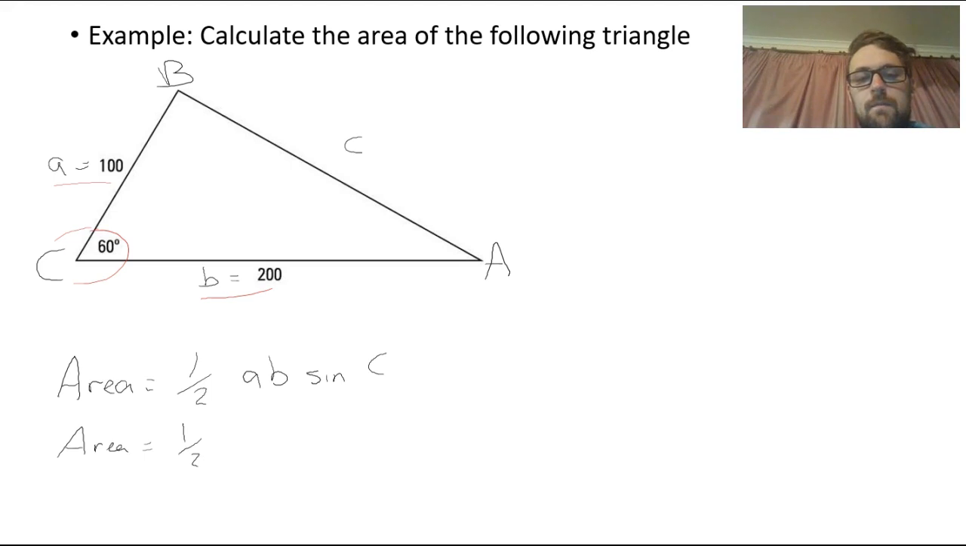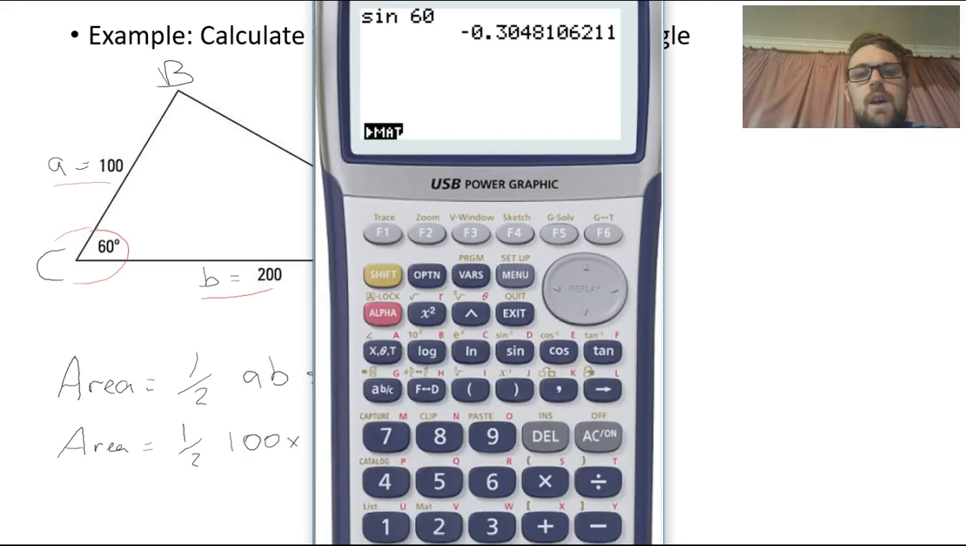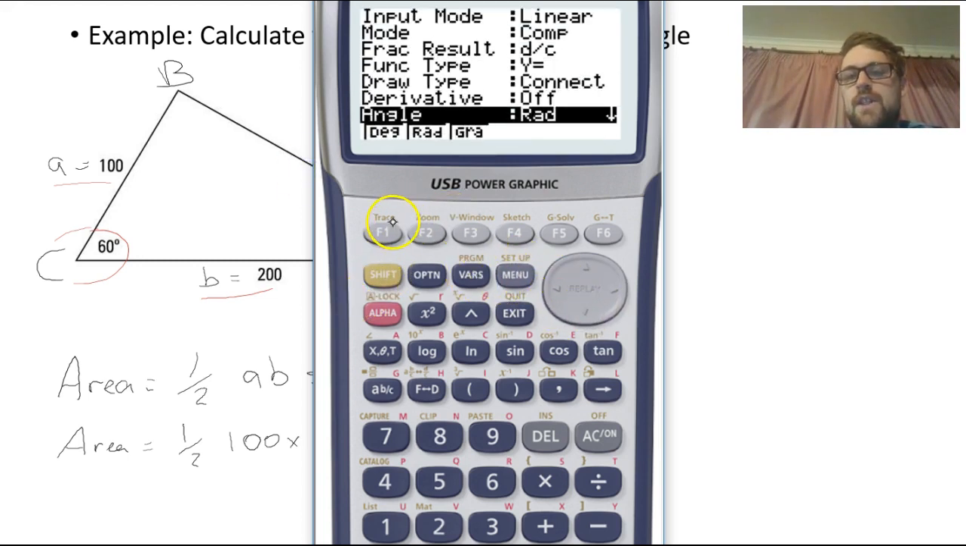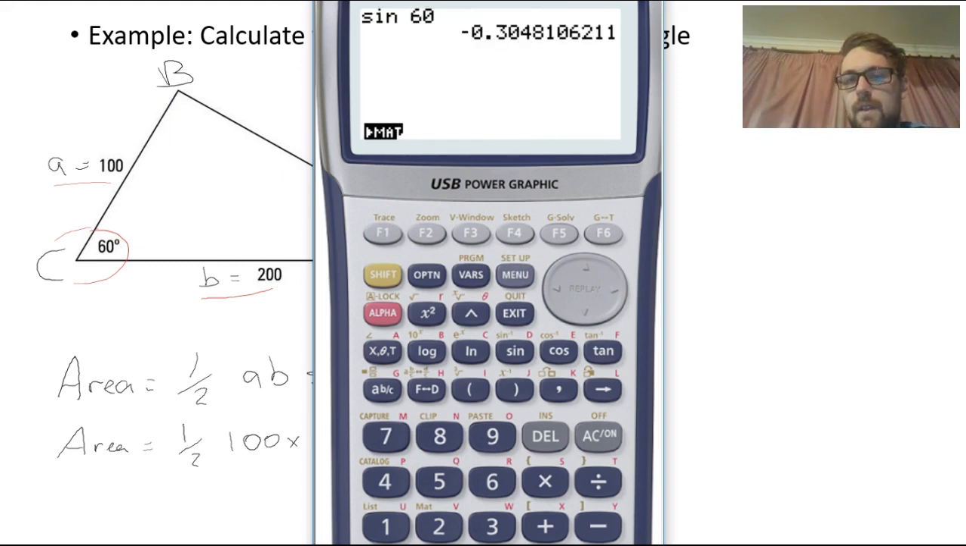So that's half of my A is 100 times by 200. Sine of my angle was 60 degrees. And then I just put that into a calculator. So I've just checked in my calculator and I've put in sine of 60 degrees and I'm getting a negative number. Now this doesn't make sense. And the reason for that is because I'm not in degrees at the moment. I want to be dealing in degrees for my angle. So if I press shift and setup, I can go down and change my angle to degrees. And if I press enter again, that will give me the right answer.